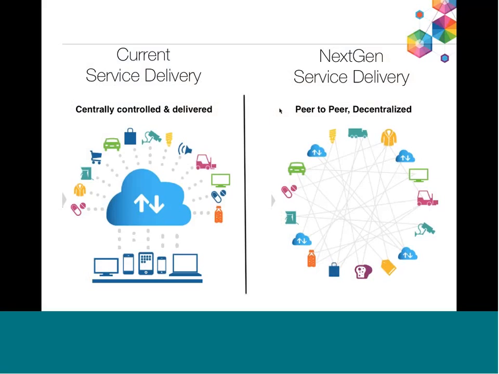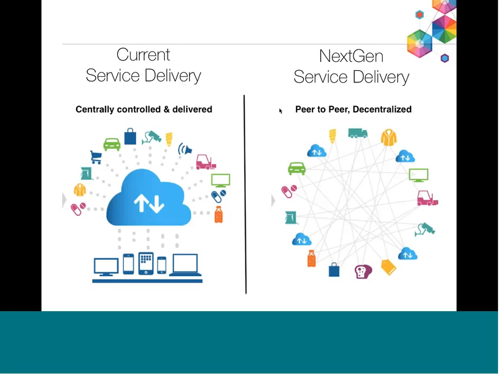So the current model is very much a centrally controlled and delivered model. And the next-gen model that I'm talking about is really peer-to-peer and decentralized, where you have intelligence, compute, and analytics potential in devices that are out and available in the world, many times geographically dispersed. Our world is more mobile and is going to be more connected, so you're going to need to move to a service delivery model that is much more peer-to-peer and decentralized.